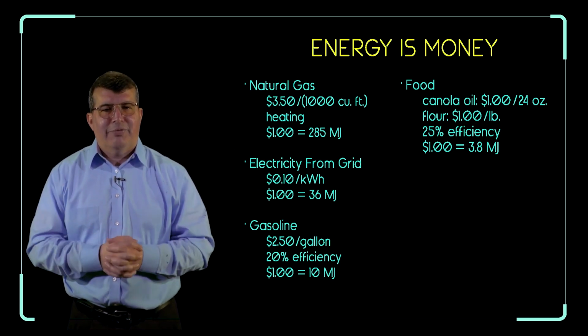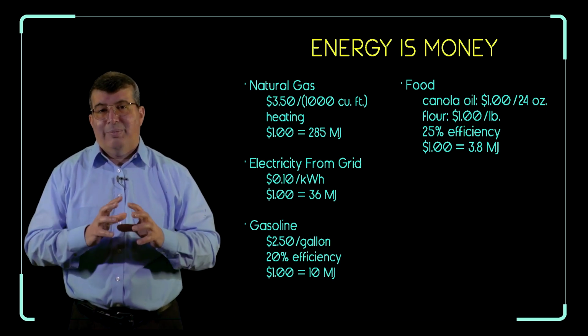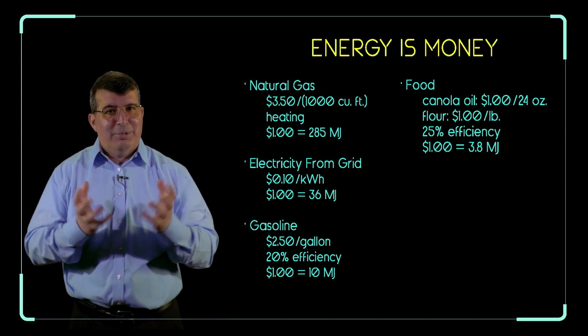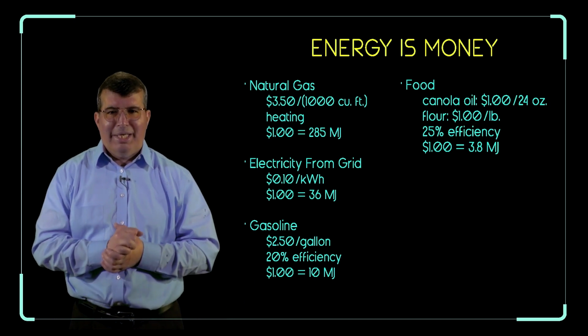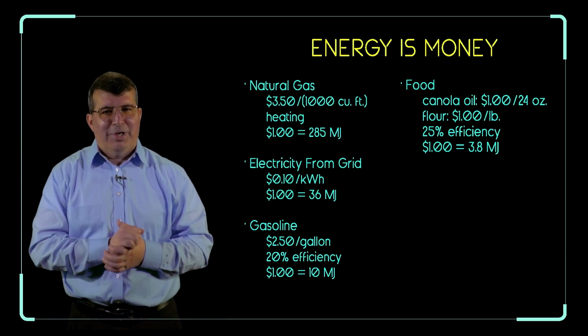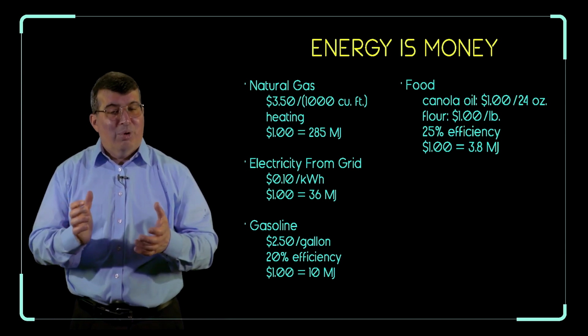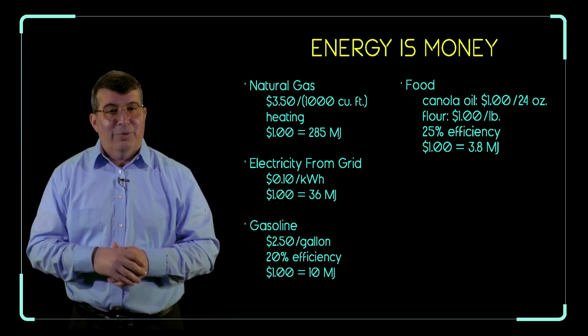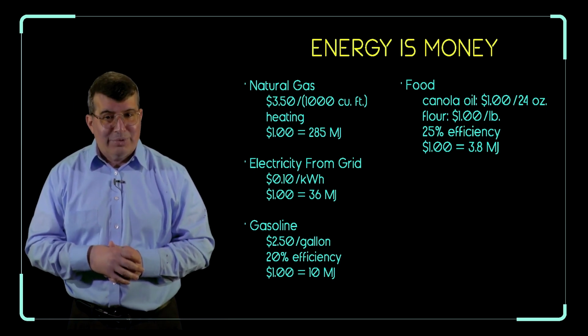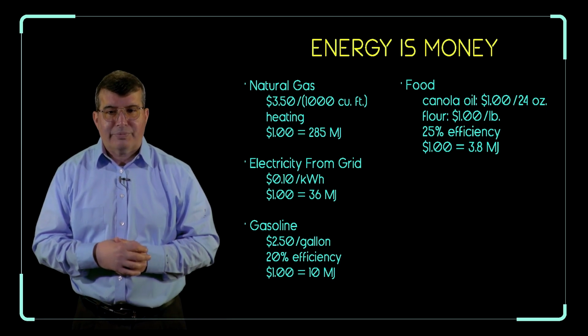It has to be the kind of food that we can metabolize. We can't just have any chemicals. We have to be particular about the chemicals that we put in our body. And to get the kind of chemicals that we can put in our body costs more money, or in other words, we get fewer joules or fewer megajoules for our dollar.